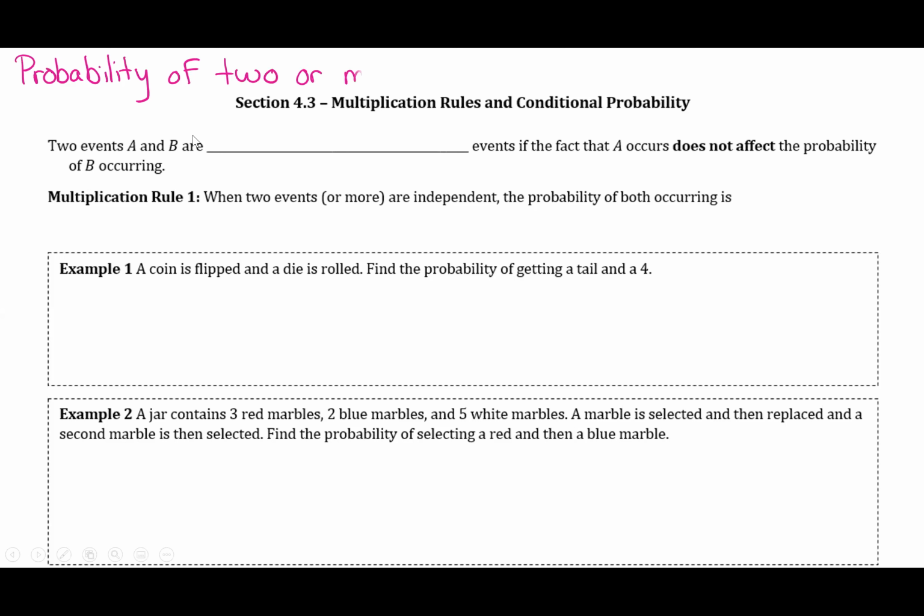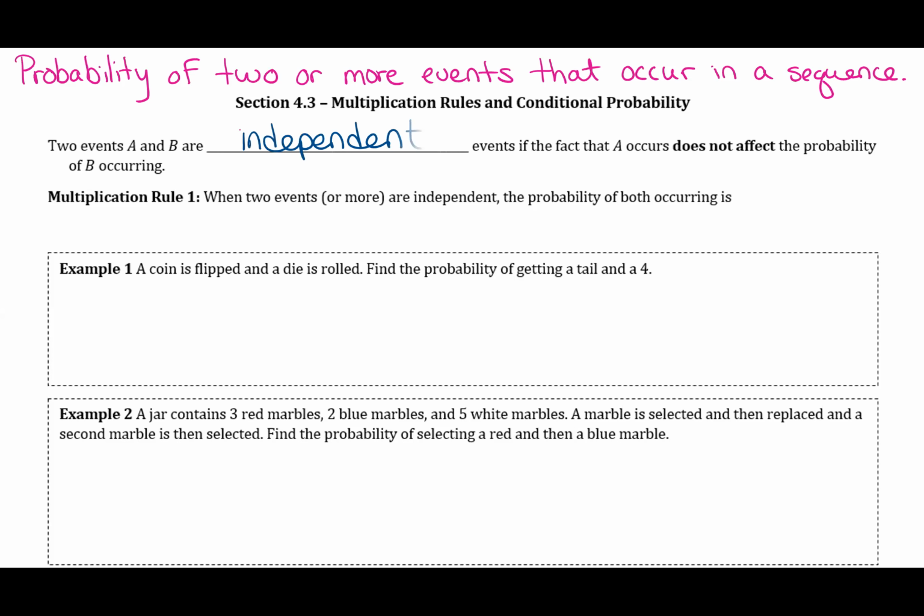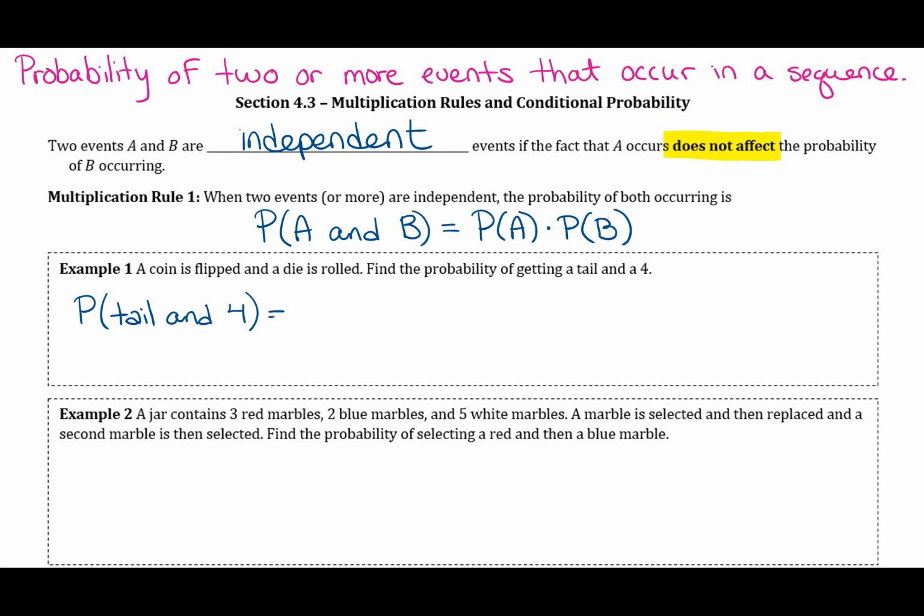I think earlier I got ahead of myself and started talking about independent events. Independent events are events A and B, and they are said to be independent if the fact that A occurs does not affect the probability of B occurring. We'll give you some examples of independent events shortly. When two or more events are independent, the probability calculation is simple. You just take the probability of A times the probability of B. So that's multiplication rule number one.